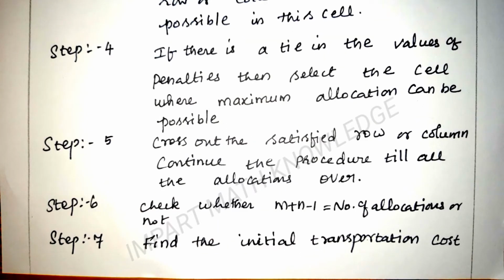After that, you have to check whether m plus n minus 1 is equal to the number of allocations or not. If m plus n minus 1 is equal to the number of allocations, we can say that the solution is a non-degenerate one. At last, you have to find the initial transportation cost using the allocated values.